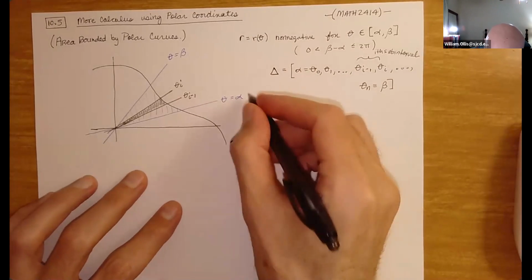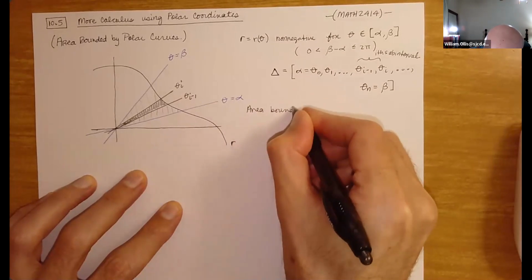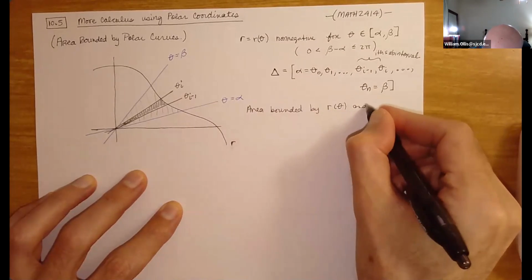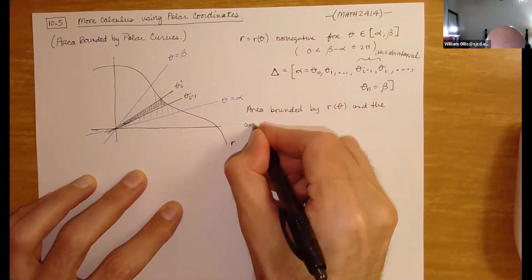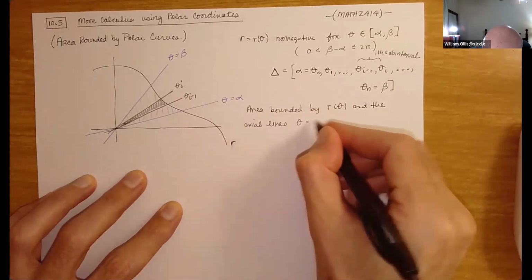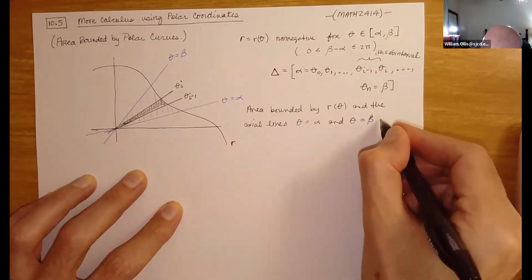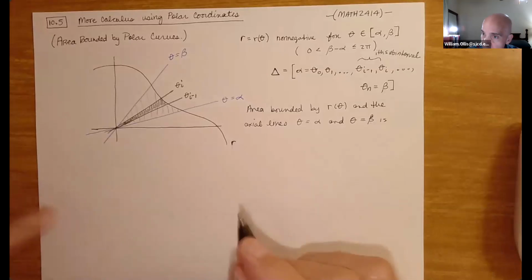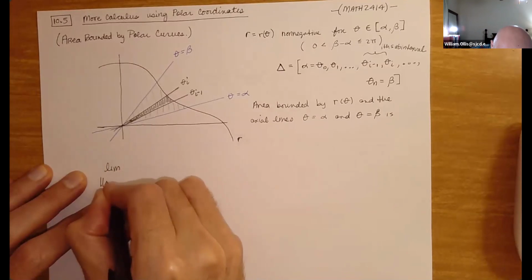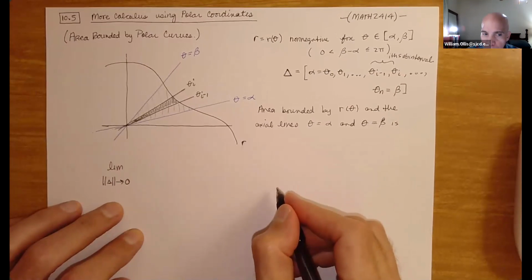So this would imply, we'll just say, area bounded by r of theta and the radial lines theta equals alpha and theta equals beta is... Okay, so we'll think of it as a limit of a Riemann sum. So we'll say the limit as the norm of the partition tends to 0. So we're back to Cal 1, which you probably prefer anyway.